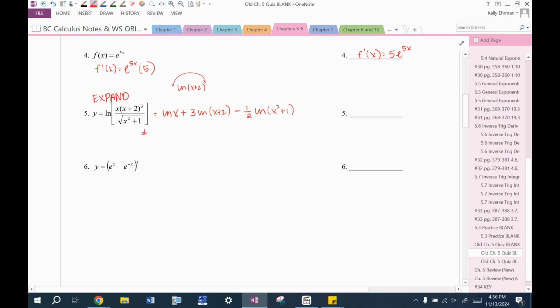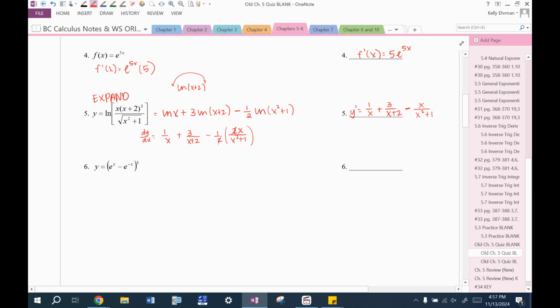But now the derivative is much easier to find. So now it's just the derivative of natural log x is 1 over x plus 3 times 1 over x plus 2 minus 1/2 times 1 over x squared plus 1 times the derivative of x squared plus 1, so times 2x. And so I'll clean that up. So 1 over x, I'm not going to do a common denominator, plus 3 over x plus 2, minus, these 2's can cancel, so minus x over x squared plus 1.